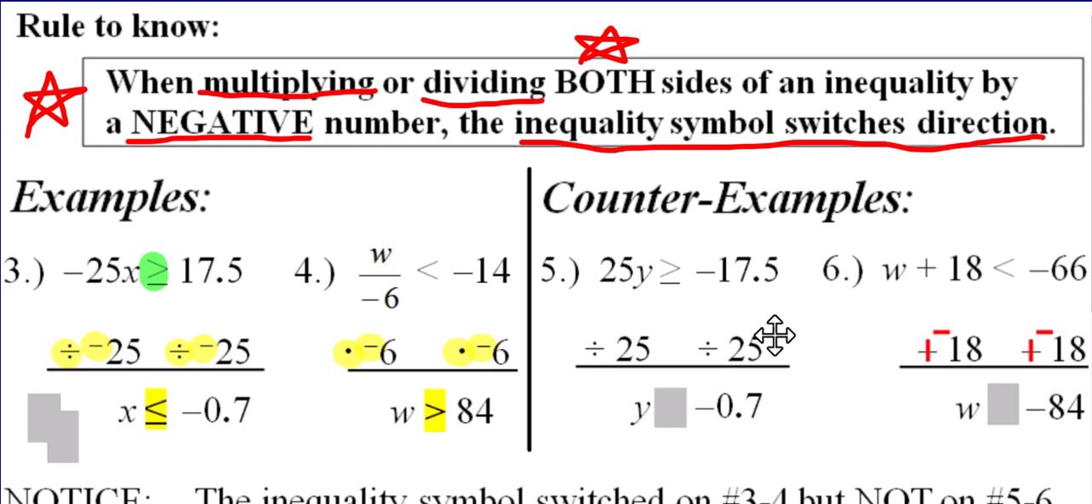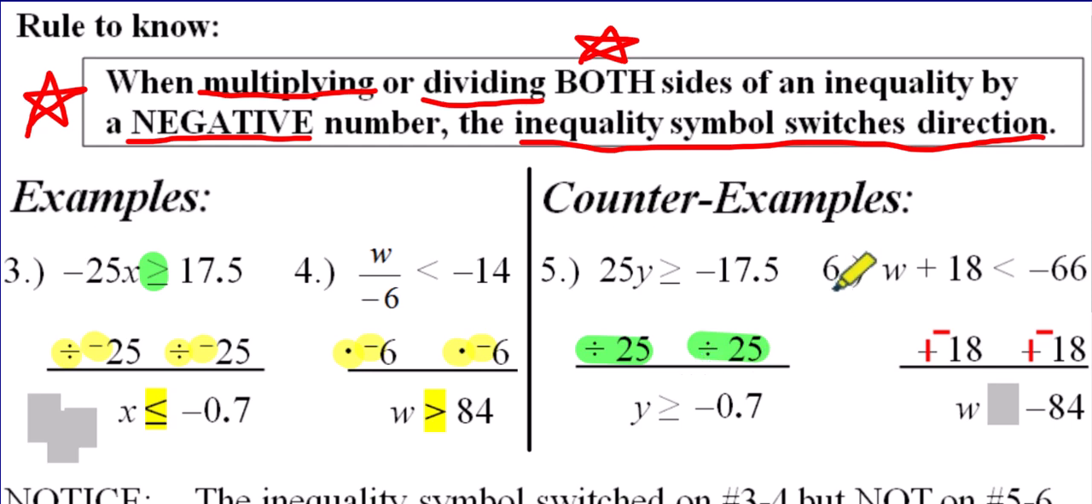Now, don't be fooled. Just because you have a negative on the answer does not make the symbol switch. Look at number 5. This inequality symbol does not switch. It's still the same. Now why? Look what I did on both sides. I divided by a positive. Does dividing by a positive switch the inequality symbol? No. Only when you multiply or divide by a negative on both sides. And 25 here is not negative. So even though the answer has a negative, you did not divide by a negative. And that's why the inequality symbol did not switch.